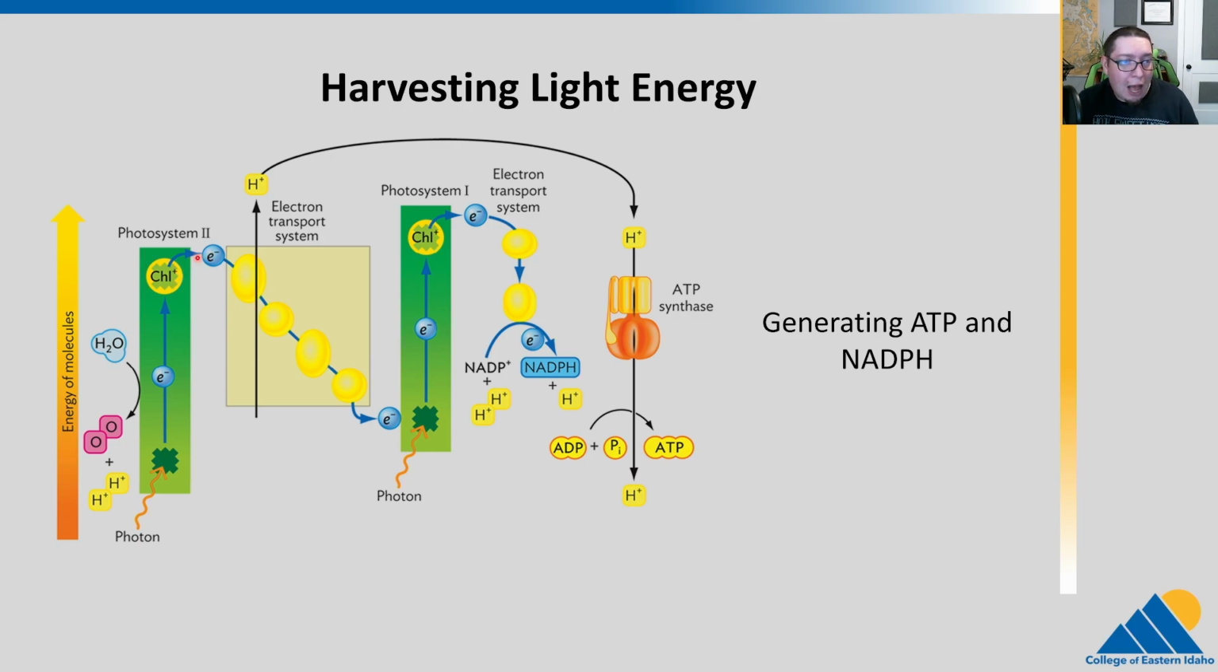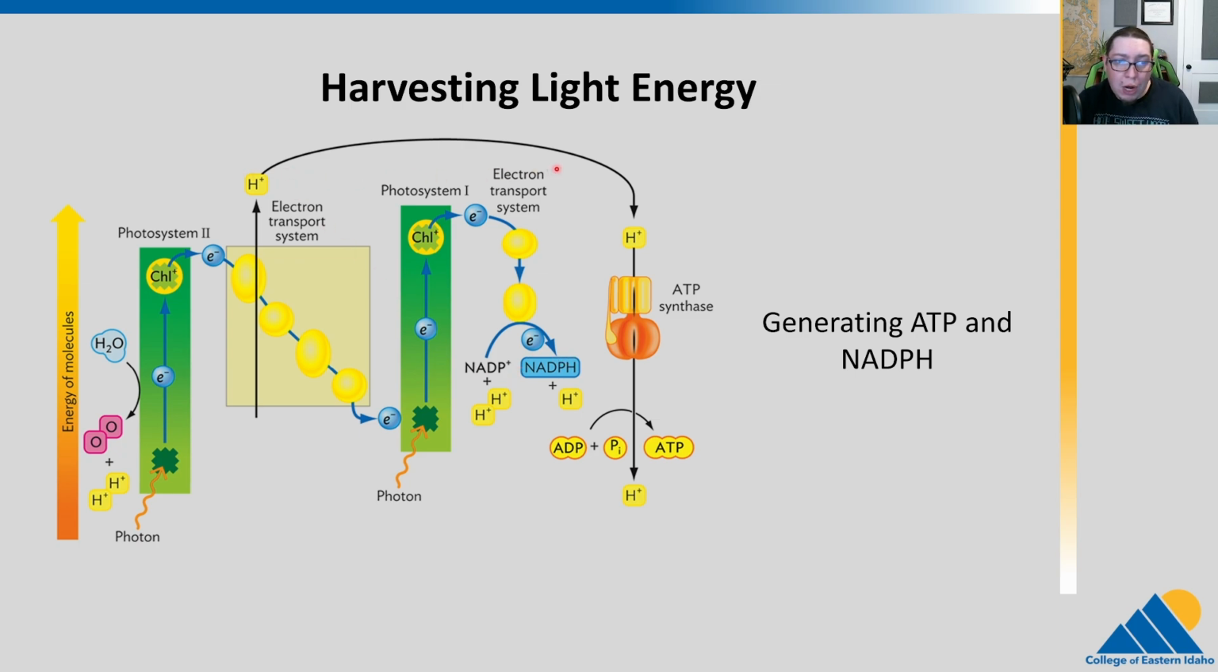The electron at a high state goes through an electron transport system. We've seen this before in mitochondria. It's very similar in chloroplasts. The electrons get pulled through and they pump hydrogen ions across the membrane. Then that electron comes to photosystem 1, which is second, and another photon comes in and excites it in a chlorophyll molecule. We have another electron transport system, and here that high energy electron produces NADPH, a high energy electron carrier, which will be utilized later.